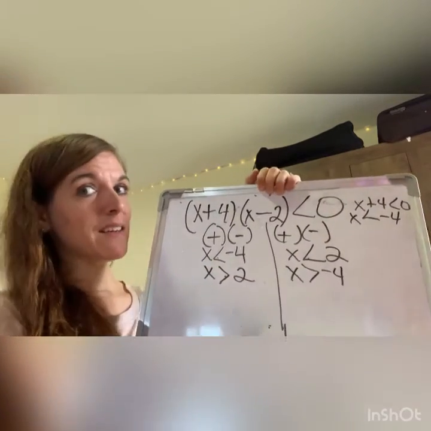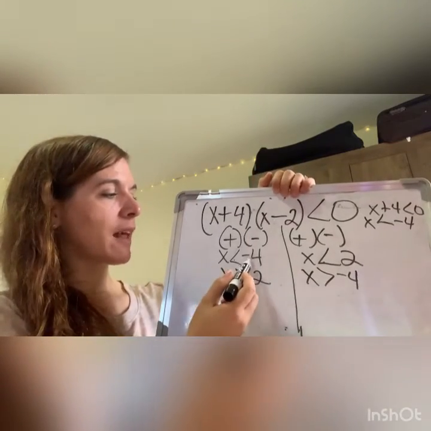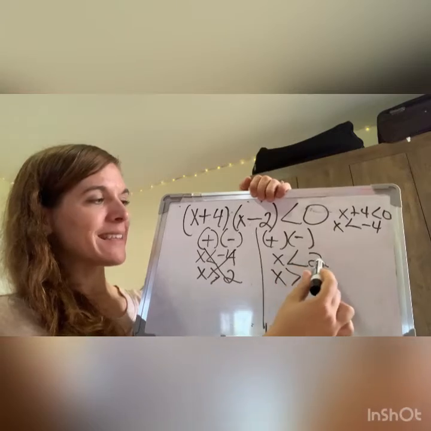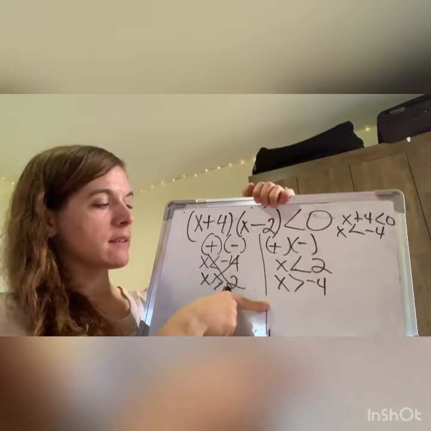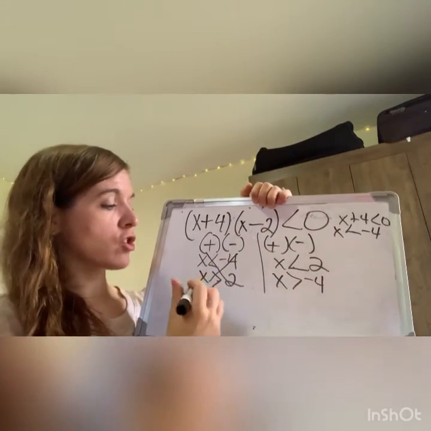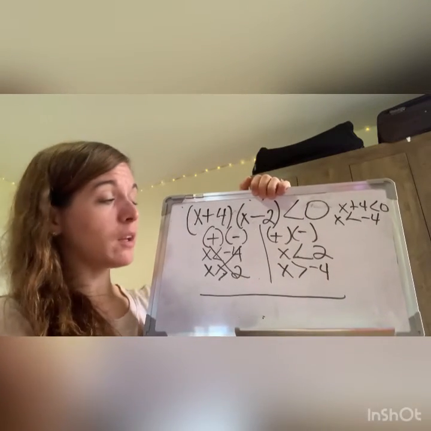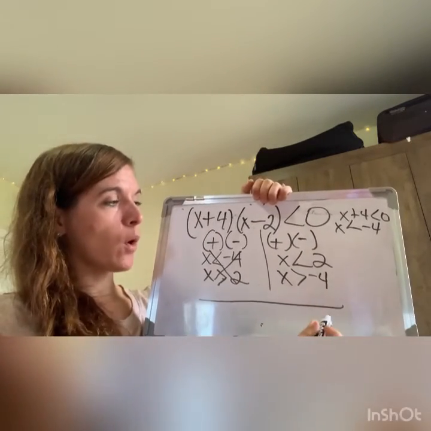Which one of these even makes any sense? Are there numbers that are less than negative 4 and greater than 2? No. But are there numbers that are less than 2 and greater than negative 4? Yes. Okay, and they're integers and they don't include the 2 or the negative 4.